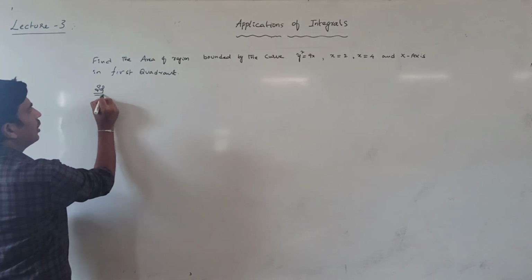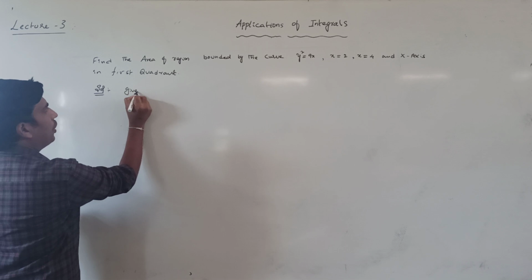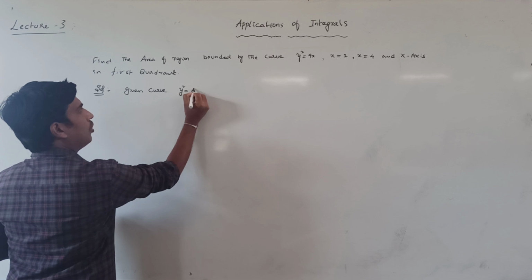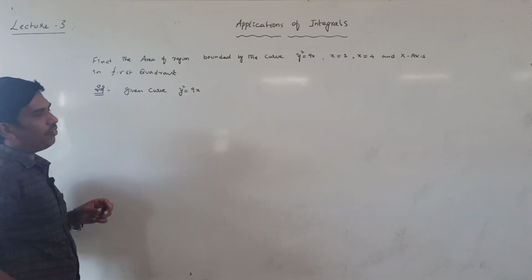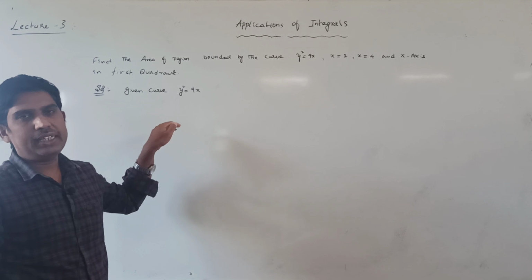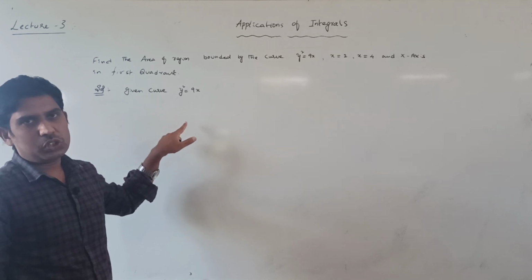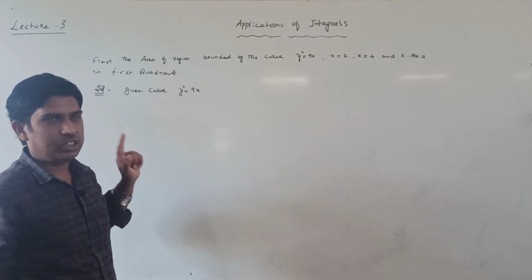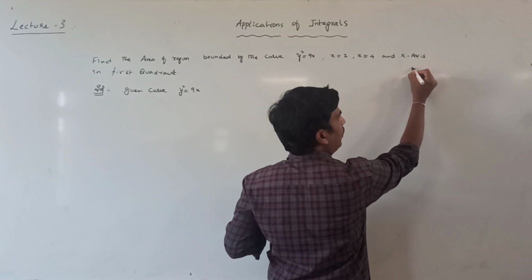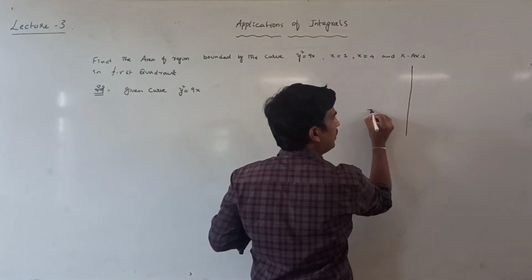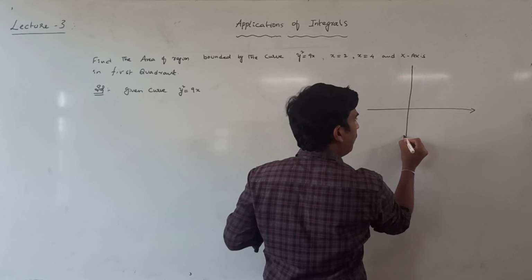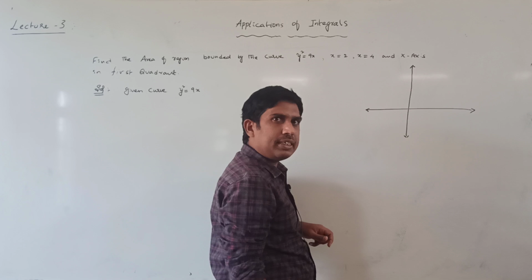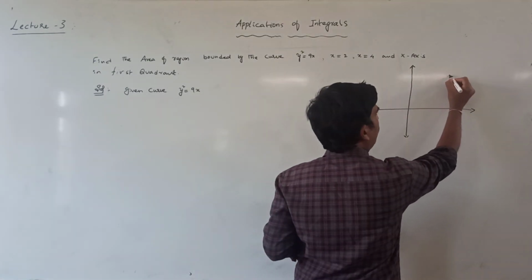Solution. So what is the given curve? y square is equal to 9x. It is in the form of y square is equal to 4ax. So therefore it represents a parabola equation. So we have to draw the diagram here. How is that y square is equal to 4ax? It represents a right parabola.